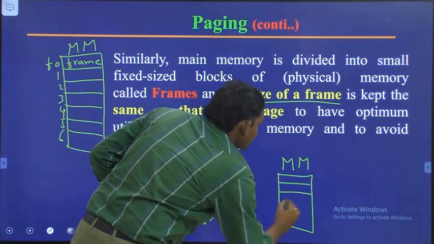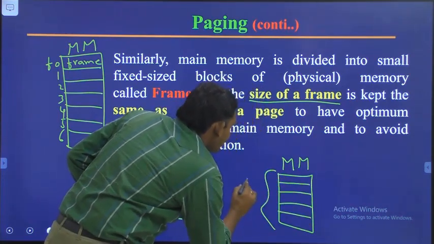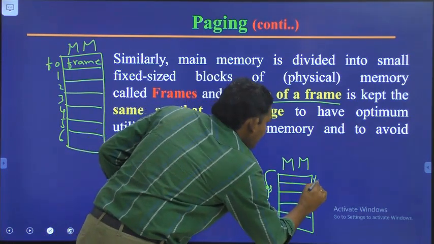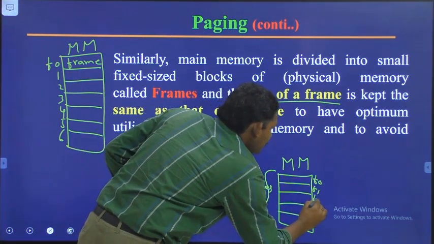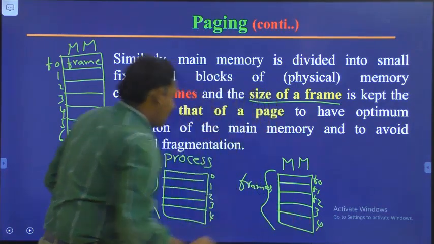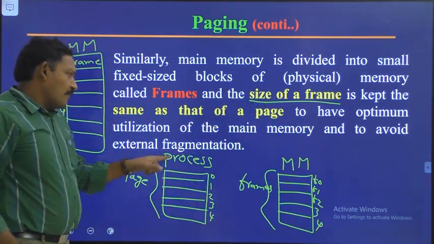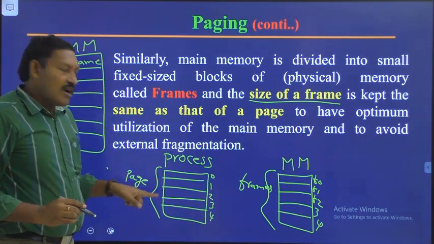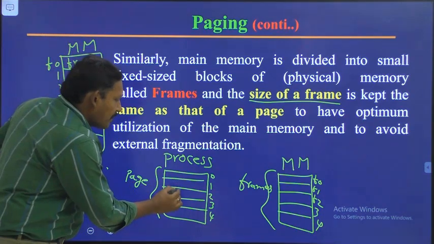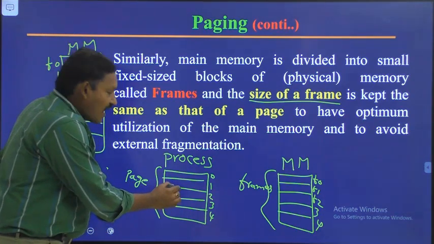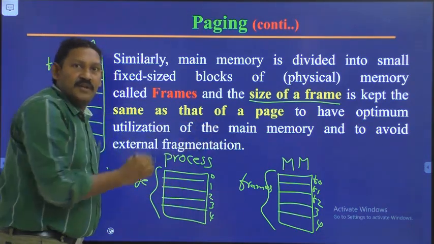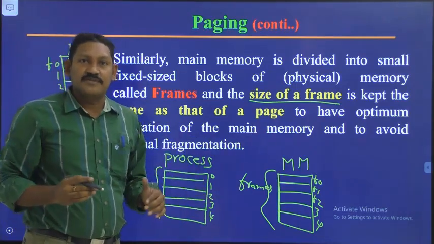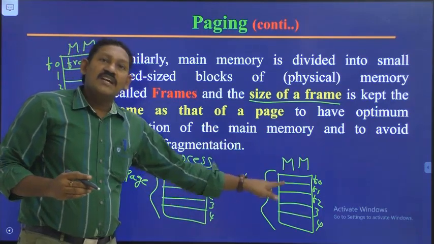So the main memory is also split into a number of frames, like frame 0, frame 1, frame 2, frame 3, frame 4, like that. Whenever a particular process is treated like this, if we want to execute a particular page, we have to place this page in the main memory. In the main memory, the entire memory is split into a number of frames. All the frames are of equal size.